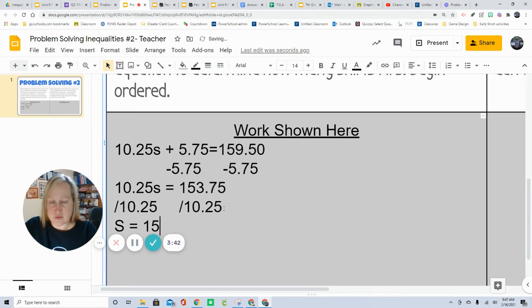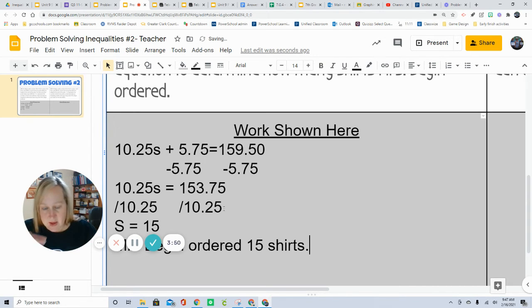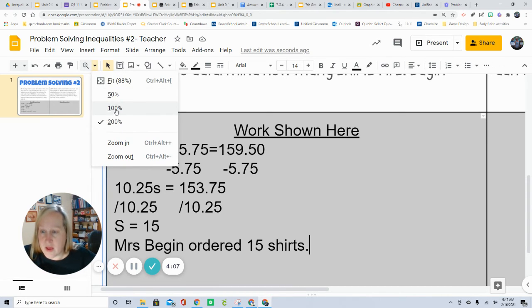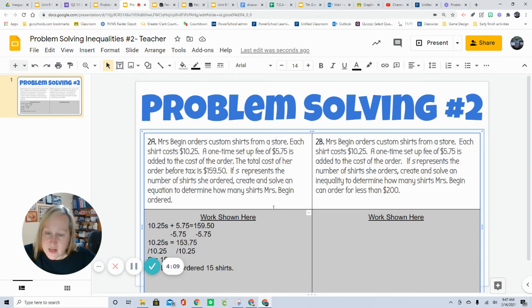So the answer to this one is Miss Began ordered 15 shirts. Now, if the instructions say to just type in the number, you just type in 15. All right, so the reason why we're doing the equation with an equal sign is so that you see that it is done the same way with an inequality.